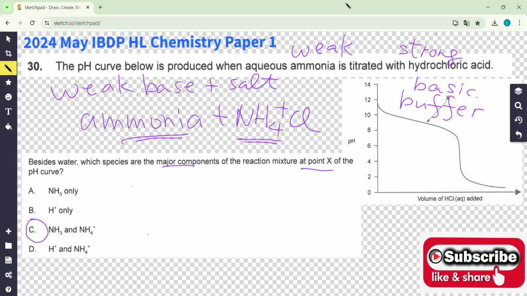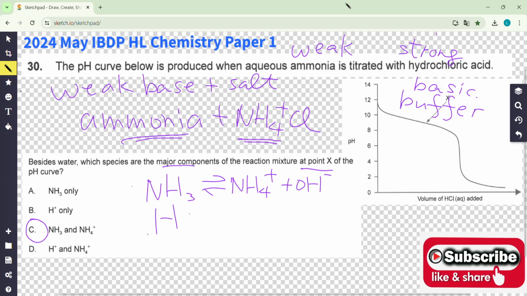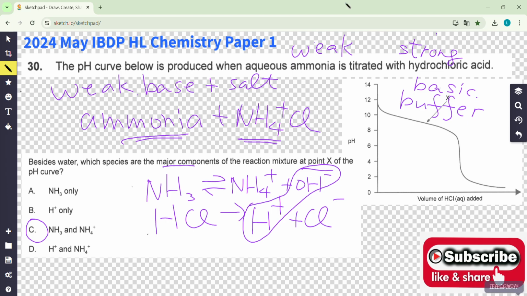Of course, you can think about it in another way. You can say the ammonia dissociates into ammonium ions and the hydroxide ion, and we add the strong acid, but not enough. So mostly this becomes H plus and Cl minus, and this H plus is mostly neutralized with the hydroxide ion. So what's remaining is ammonia and ammonium chloride, right?